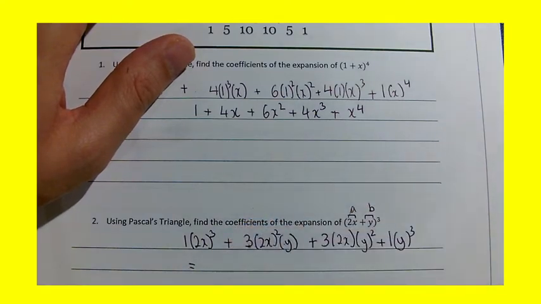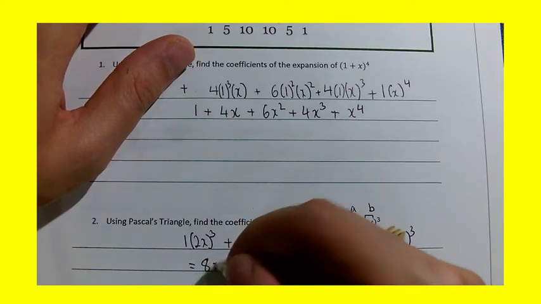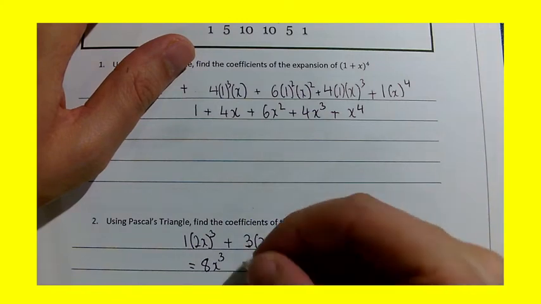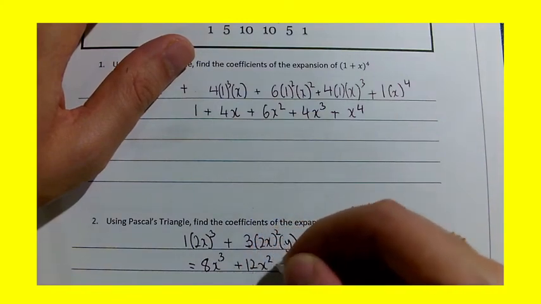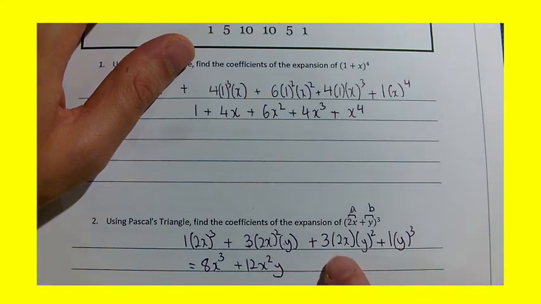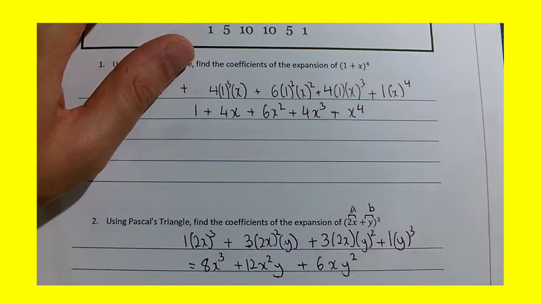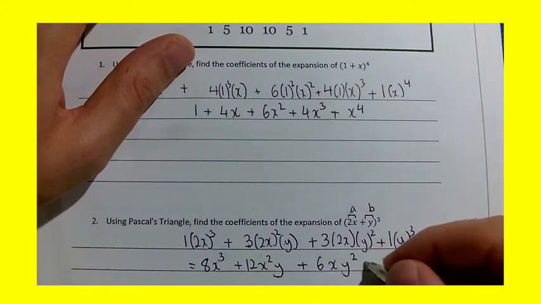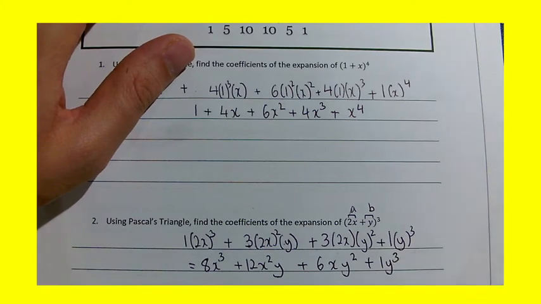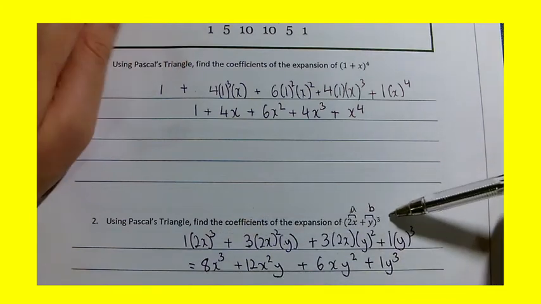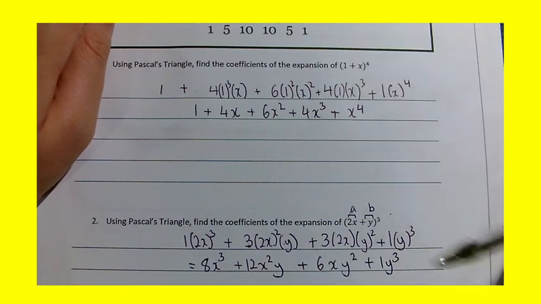So what I get when I expand all this is 2x all cubed, which is 8x cubed. Then I get 2x squared, which is 4x squared, times 3 and times y. I get 3 times 2x times y squared, which is 6xy squared. And I get 1y cubed. So that's how we use Pascal's triangle to find the coefficients, and as you can see, it's a lot quicker than physically expanding these brackets out, as long as we remember the triangle.